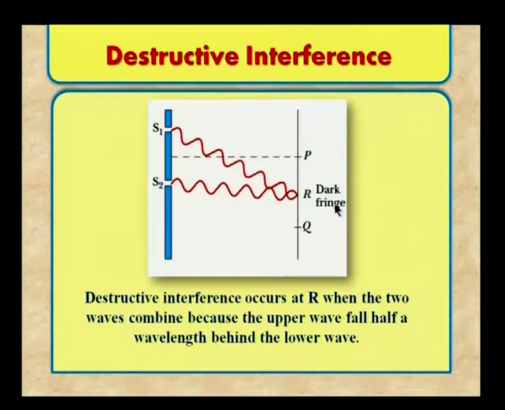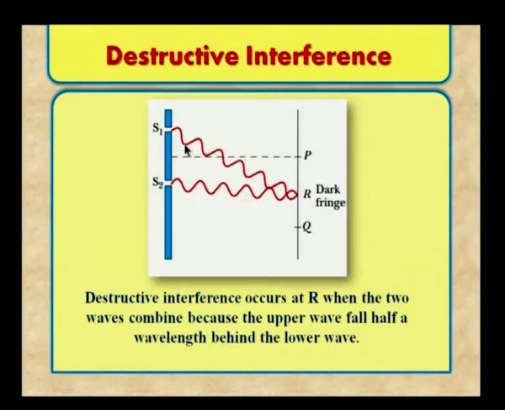So, a path difference contains 1 lambda or 0 lambda, 0 means the path difference is 0, or lambda is one full wave. So, if the path difference is 0 or lambda or 2 lambda or 3 lambda, they refer to the fact that the interference will be constructive. If the path difference is 0 or lambda or 2 lambda, there will be constructive interference.